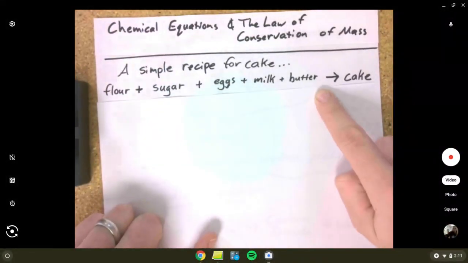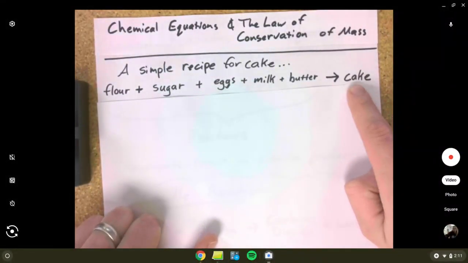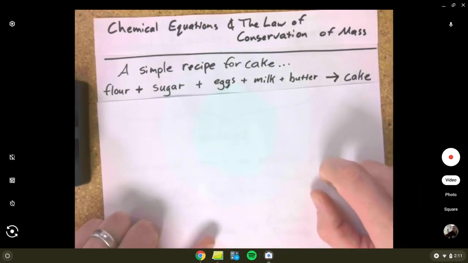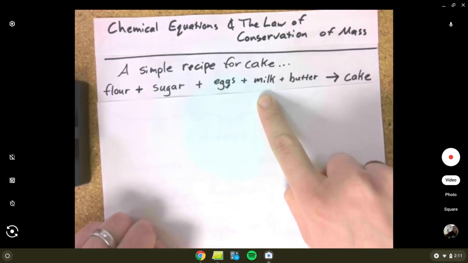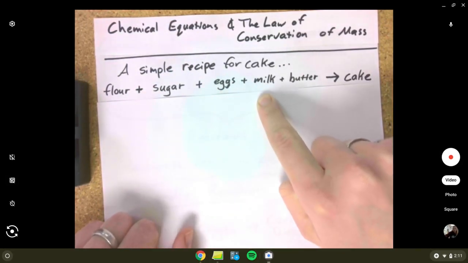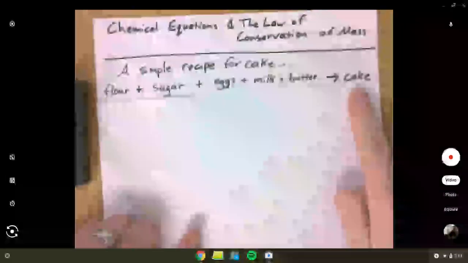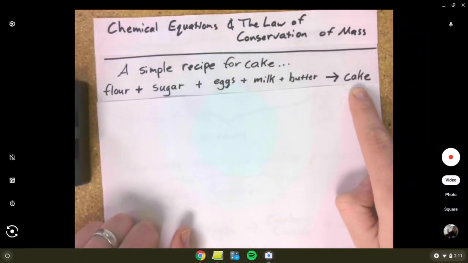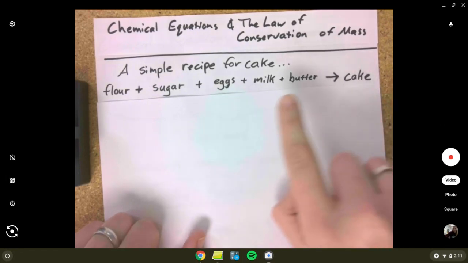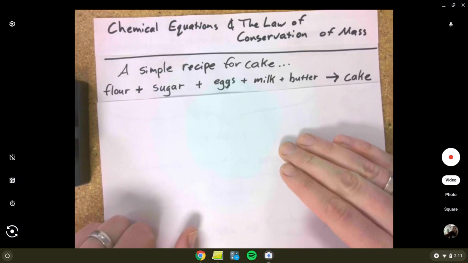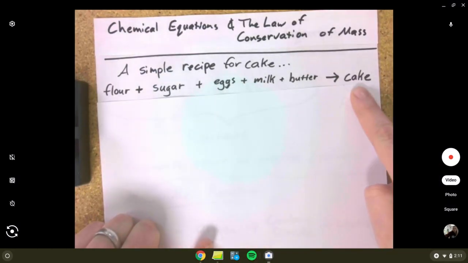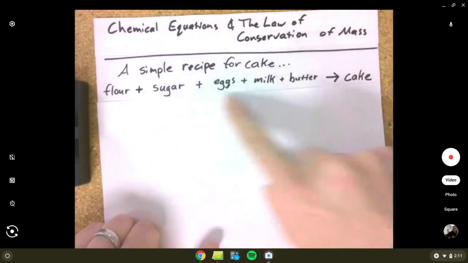So I can take all these things, mix them together, put them in the oven, and turn them into cake, right? But if I say I'm going to the grocery store, and on my list is flour and eggs and milk, I can't say, well, I know I need these three things, but why don't I just buy a cake and take it home, and then once I get home, I'll take the cake apart and separate it into the eggs and flour and milk that I need. It doesn't work that way, right? These things can become cake, but you cannot take a cake and turn it back into these other things.